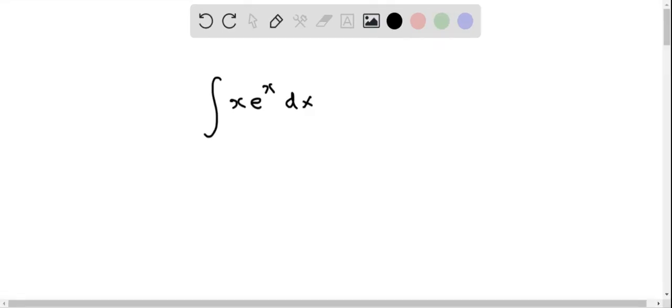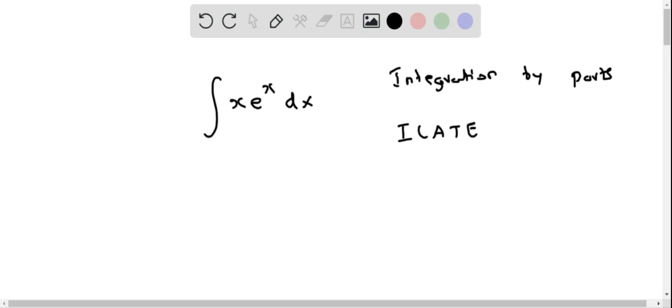We solve this integral x e power x dx using the integration by parts method. In this method, we follow the rule called ILATE. Each letter stands for a type of function. I stands for inverse function. L represents logarithmic function. A represents algebraic function. T represents trigonometric function, and E represents exponential function.